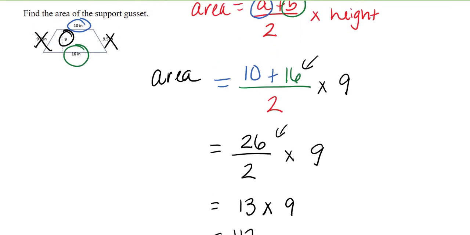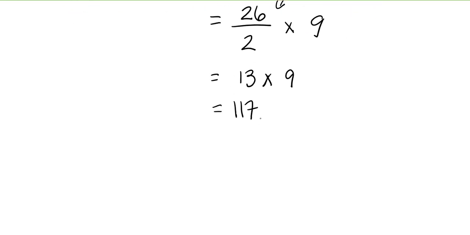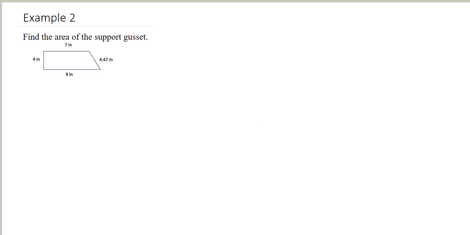Now, let's look at our units. It's inches. So we have inches squared because this is area, so it's going to be in square units. And inches is our unit. Now let's look at another example. Example 2, find the area of the support gusset.